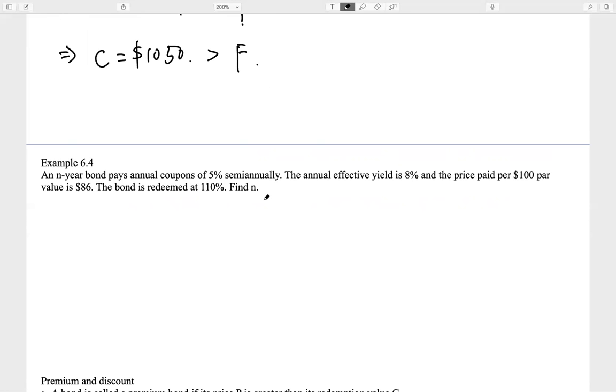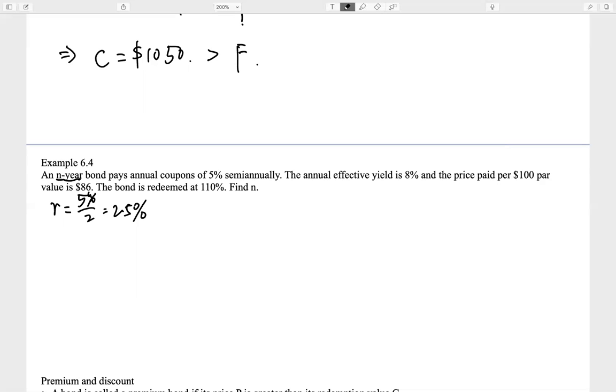So here is the n year. So here is the year, not the number of payments. So be careful of that. Coupon is 5% semi-annual. So let me write it down. So it's 5% divided by 2.